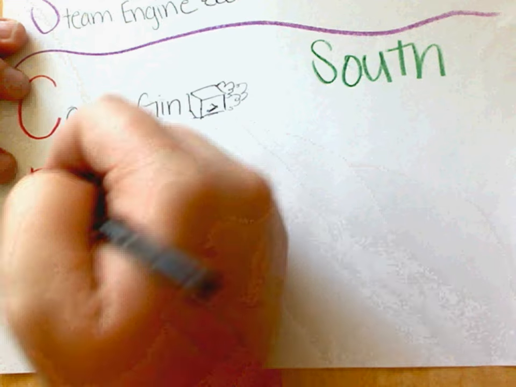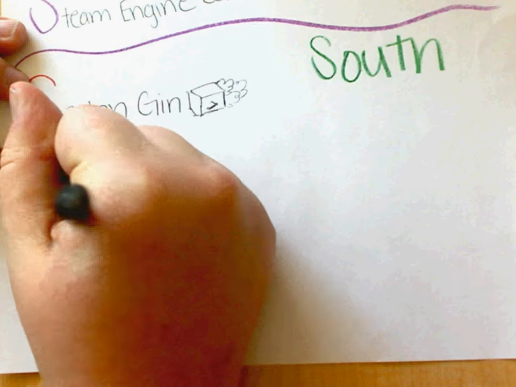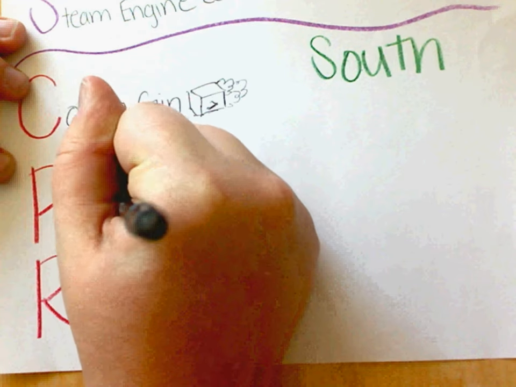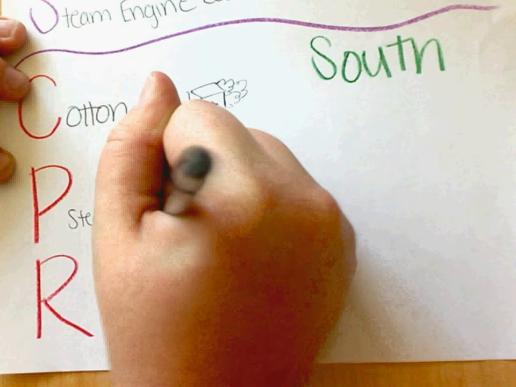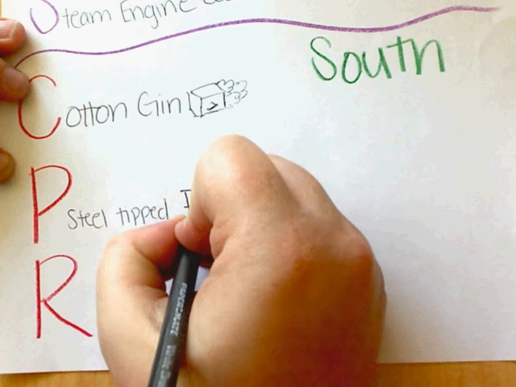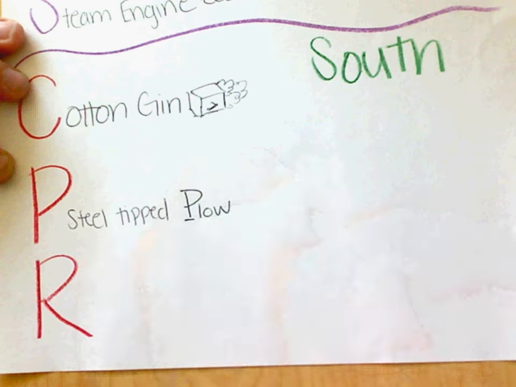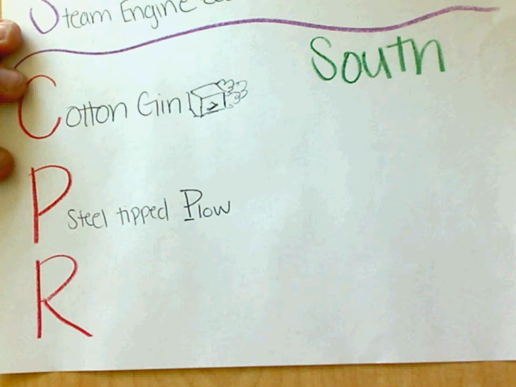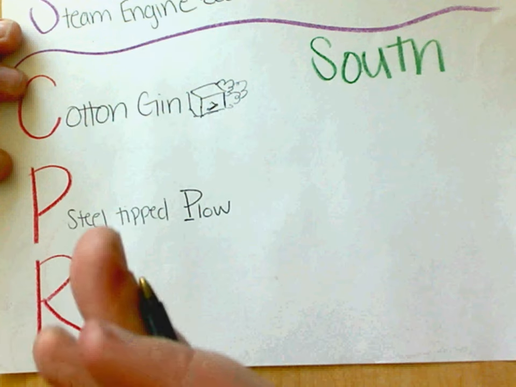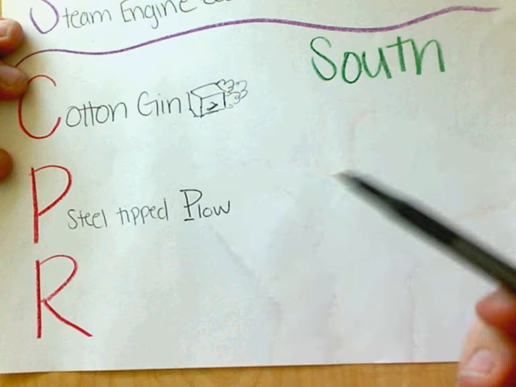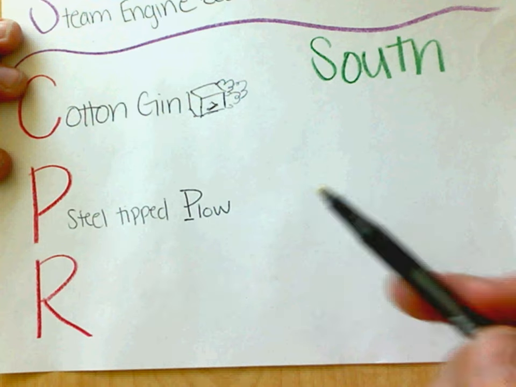P would be the steel-tipped plow. It's P for plow. The steel-tipped plow, think about the inventor of that. It made plowing much easier. We were able to grow crops a lot quicker.